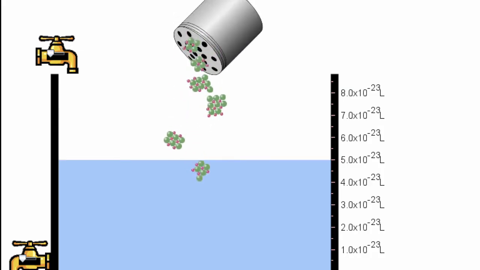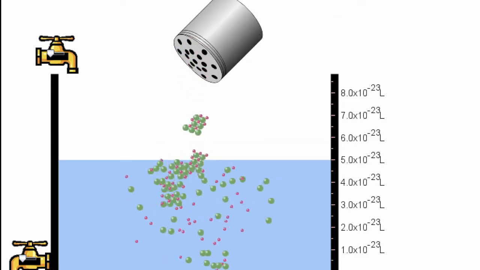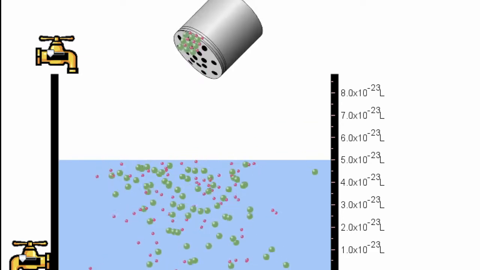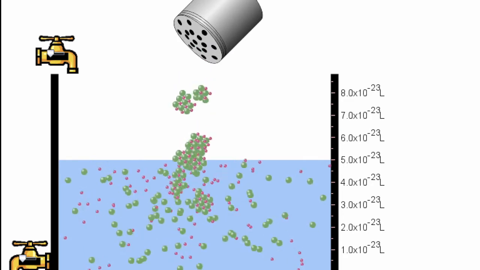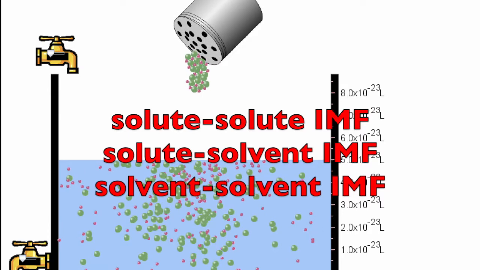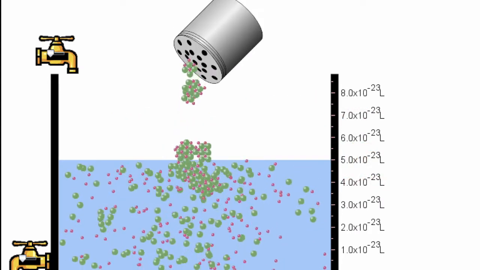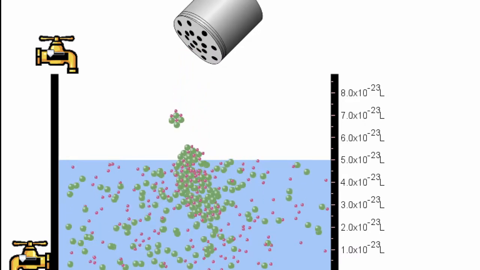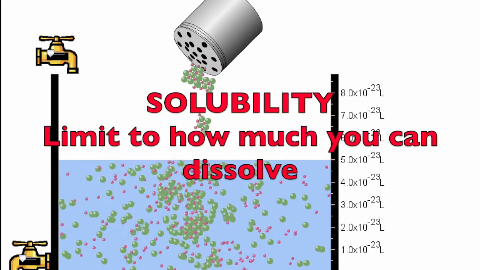In this video, we'll be talking about solubility. Now, say you add some salt to a container of water. You stir it until all of the salt dissolves, and you can keep doing this until the salt concentration reaches a natural limit. Now, this limit is determined by the relative strength of the solute-solute, solute-solvent, and solvent-solvent intermolecular forces. When you reach this limit, no more salt will dissolve, no matter how hard you stir. This limit to how much you can dissolve is called the solubility of the salt in that particular liquid.